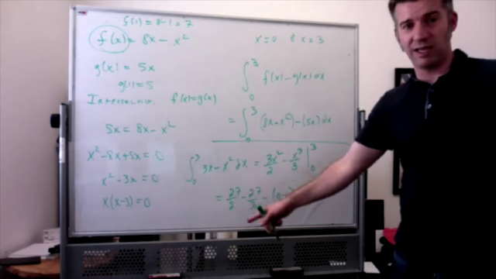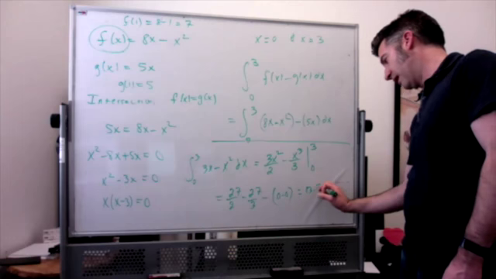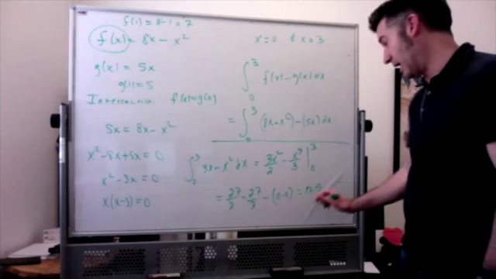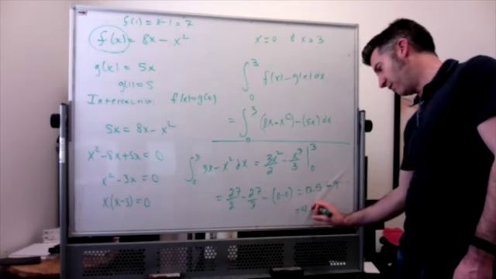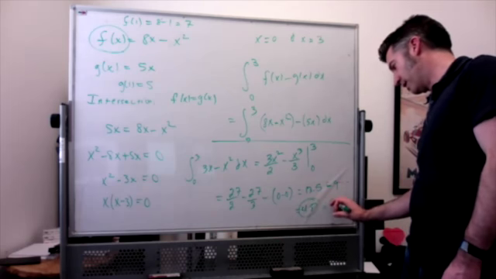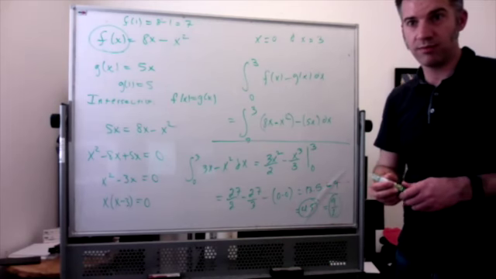So you could leave it like this. You can simplify: 27 over 2 is 13.5. 27 over 3 is 9. So 13.5 minus 9 is 4.5. Or if you prefer, you can write it as 9 over 2. That would also be fine. So that's how you do that one.